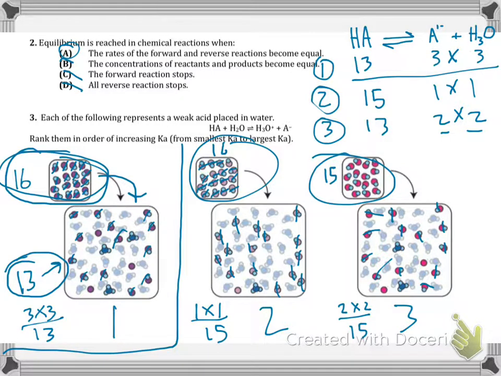If you take a look, the one with the smallest K value is clearly this one. This one is the smallest. The one with the largest K value is going to be this one. And so this is the smallest, so this is the first, this is the second, and this is the third.